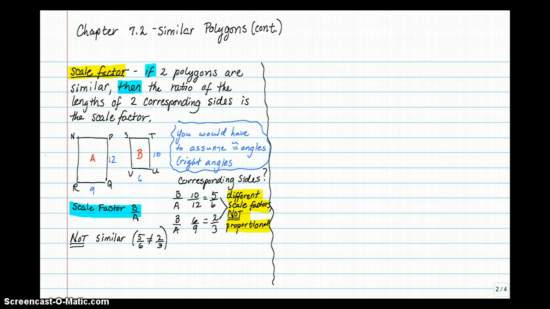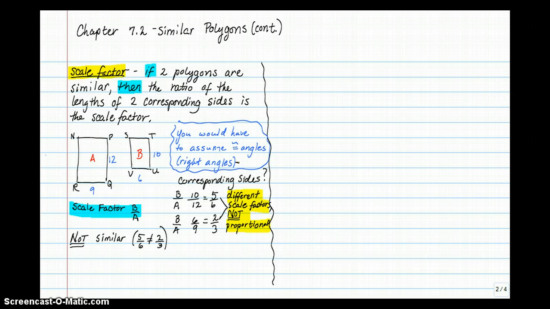And they've only given us RQ and VU lengths, which we would have to assume the widths on the opposite side would be the same. They also haven't told us that they are right angles, but again, we would make that assumption. I'm not a big fan of assumptions, but I think that's what they're having us do here. So again, write this down. You would have to assume congruent angles or right angles.